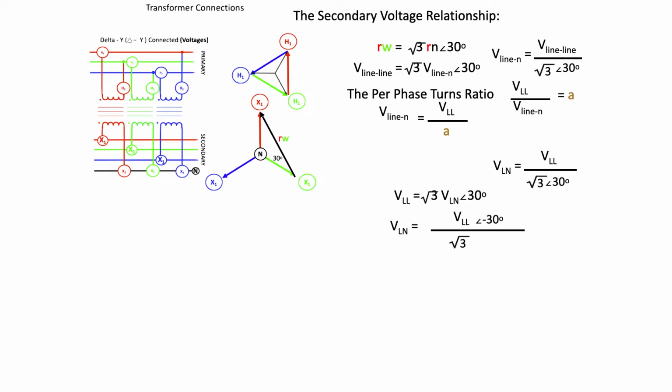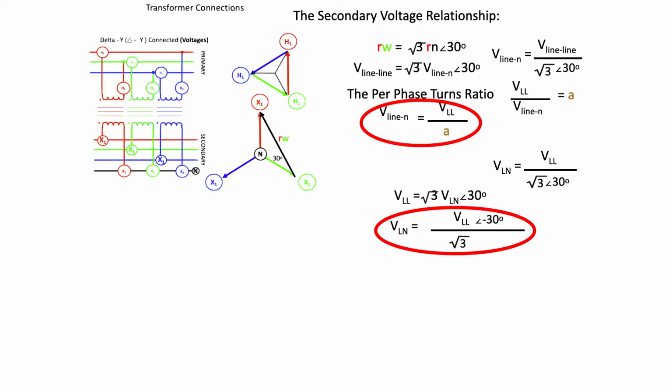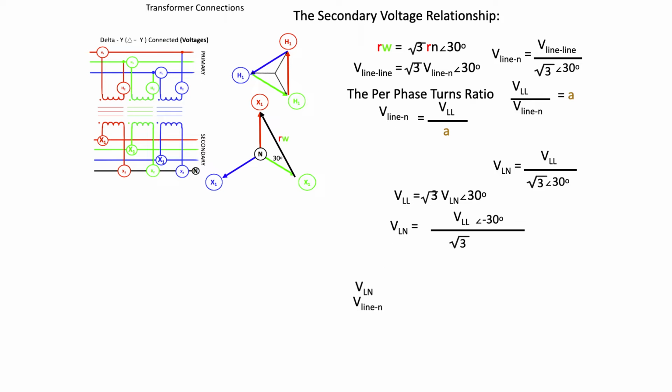I'm going to take the two equations that we have just developed and do some mathematical manipulations with them. I'm going to divide the line-to-neutral primary voltage by the line-to-neutral secondary voltage. And whatever I do with the left-hand side of those equations, I have to do with the right-hand side. So that equates to the line-to-line voltage at minus 30 degrees over root 3, all over the line-to-line voltage divided by the turns ratio.